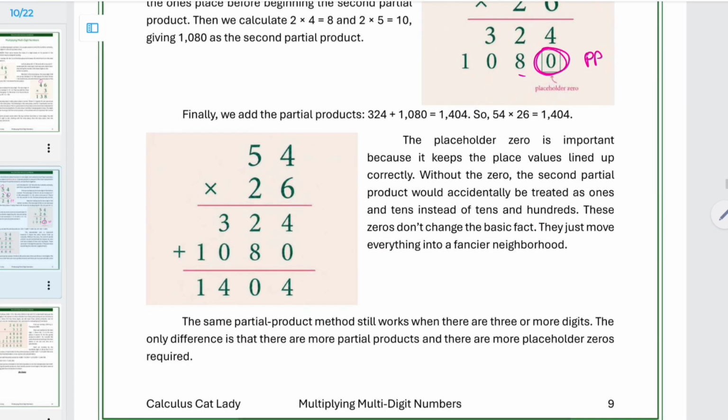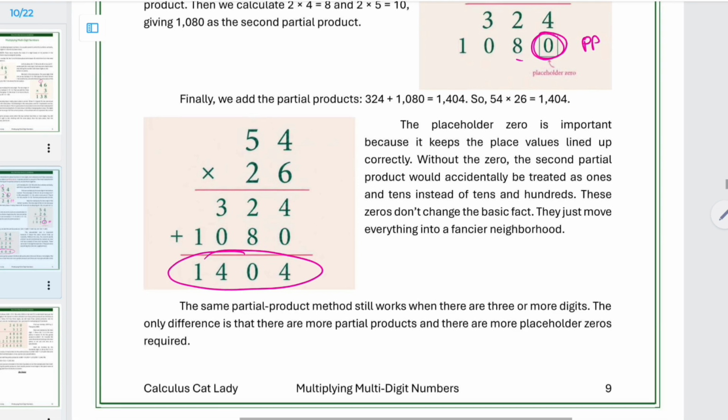Finally, we add the partial products. 324 plus 1080 equals 1404. So 54 times 26 equals 1404. The placeholder 0 is important because it keeps the place values lined up correctly. Without the 0, the second partial product would accidentally be treated as ones and tens instead of tens and hundreds. These zeros don't change the basic fact, they just move everything into a fancier neighborhood.